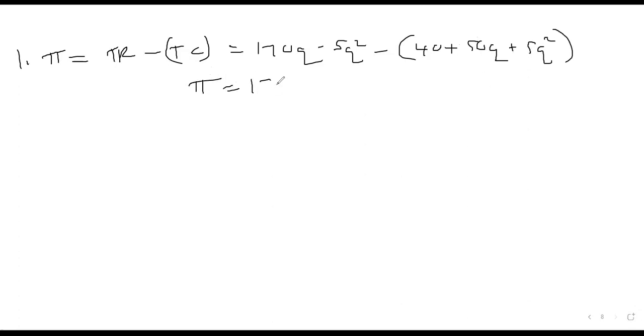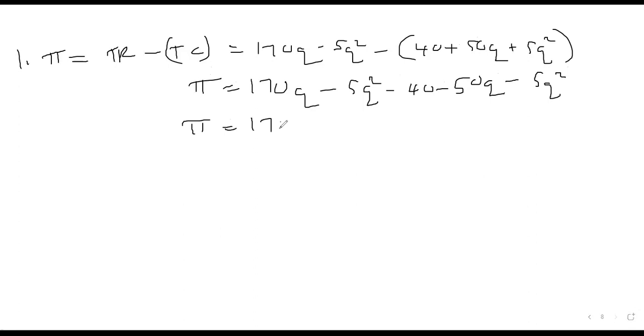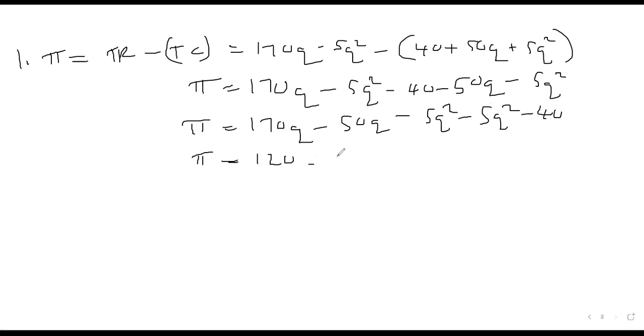First we expand these brackets by removing them. The negative negates everything, so a positive becomes negative, and if there's anything negative, it will become positive. So we put the like terms together. 170, we subtract what? 50Q. Minus 5Q squared minus 5Q squared. Then the 40 will be alone. So profit will therefore be equal to 120Q minus 10Q squared minus 40.